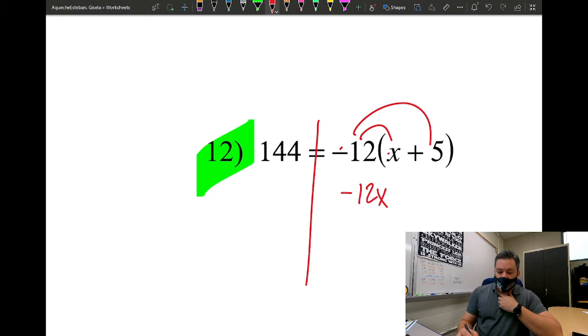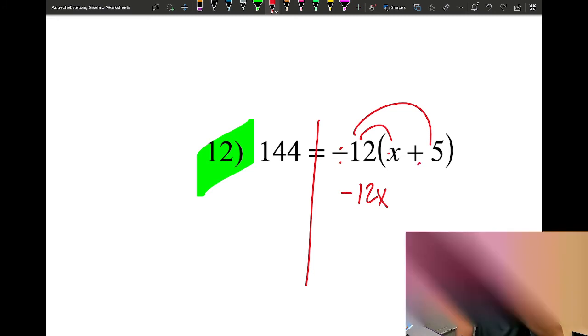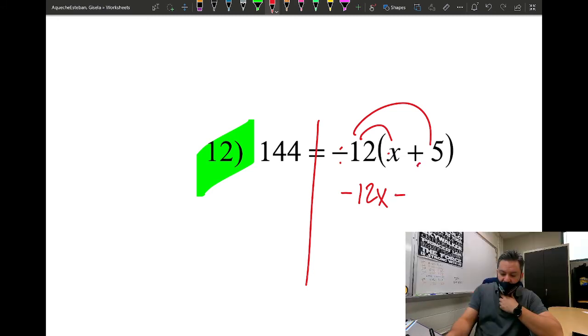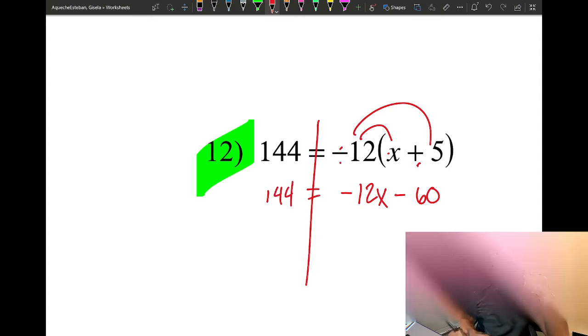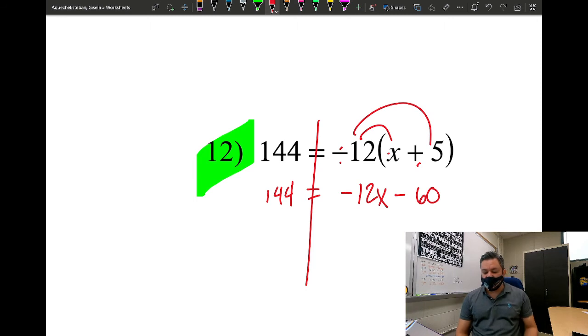Now you have a negative and a positive over here. Negative, positive is also sad. Minus 12 times 5 is 60. And on the other side, you have 144. And then we can go ahead and do the 2 steps. What's my first step? Add or subtract, and then multiply or divide, correct? So in this case, my first step is going to be what?